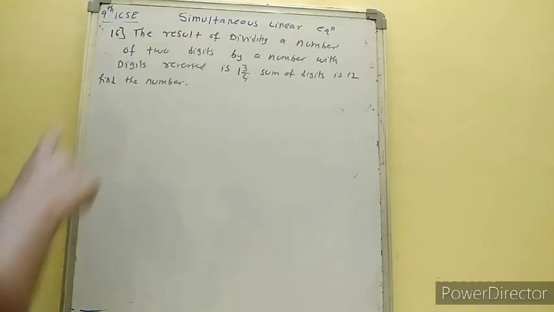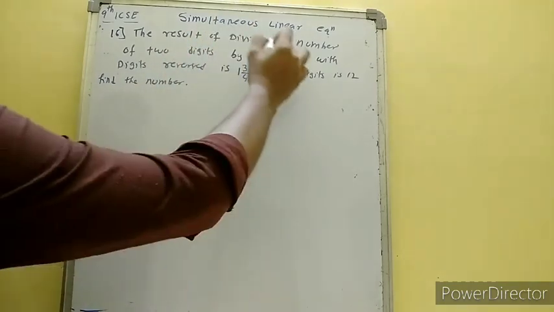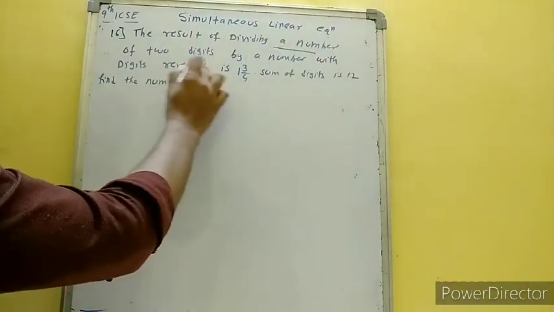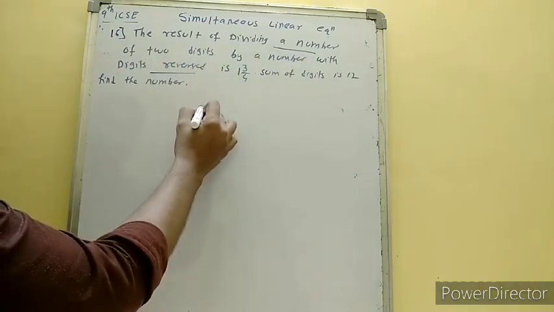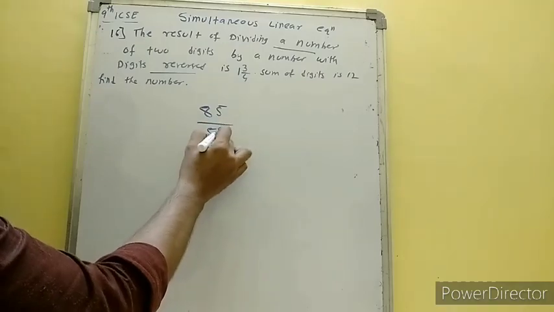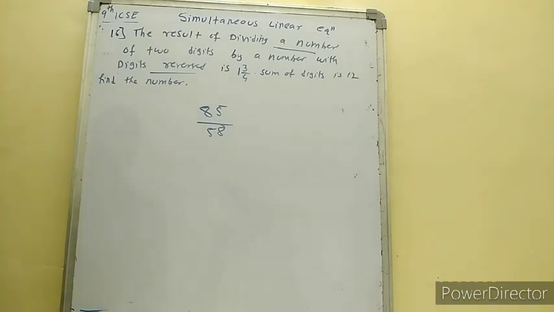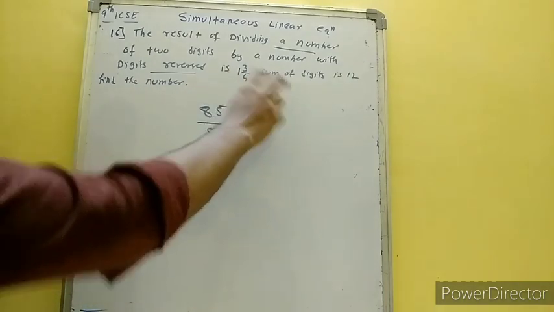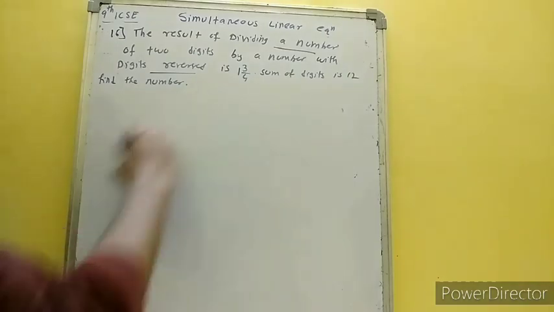Okay, in the 16th question, the result of dividing a number of 2 digits by a number with the digits reversed. It means that you are dividing a number like 85 by 58. You are dividing a number by its digits reversed, and its answer will be 1 integer 3 upon 4. So it is a type of question of a 2-digit number.